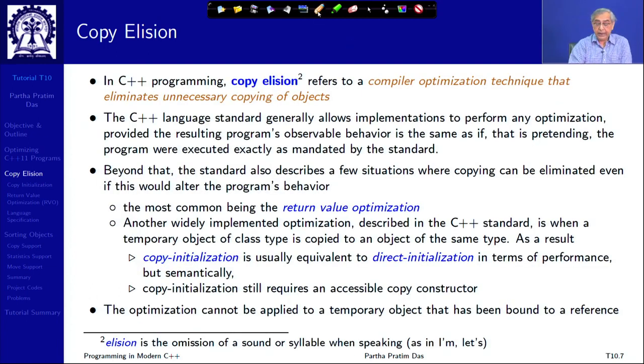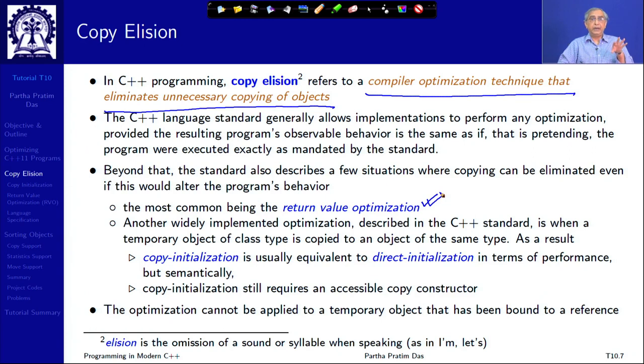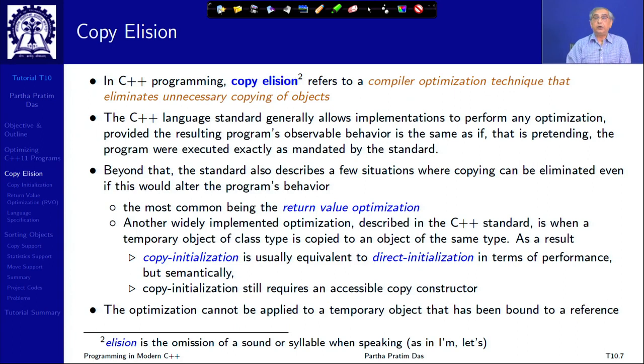As I told, it is a compiler optimization technique that eliminates unnecessary copying of objects, and there are several such techniques which exist, the most common being the return value optimization. I have talked about this earlier, but in this tutorial I am going to talk about it at a little longer length. The other place where copy elision can be used effectively is copy initialization. It is usually equivalent to a direct initialization in terms of performance, but semantically it may be different, because it requires an accessible copy constructor. So, let us see what all can be done in terms of copy elision.